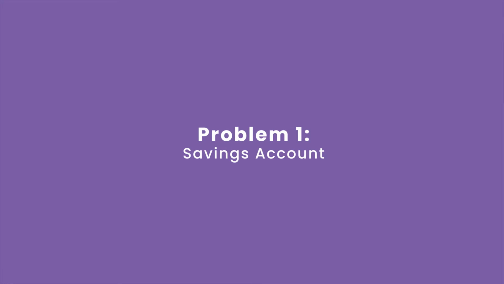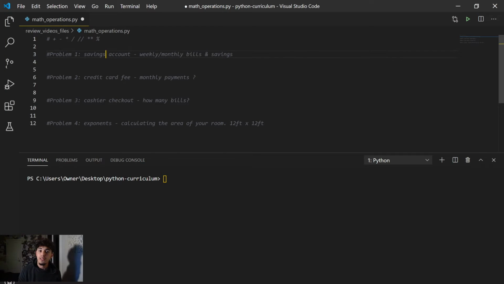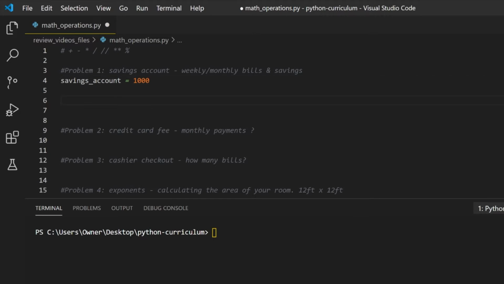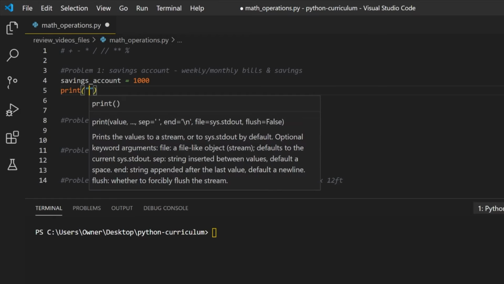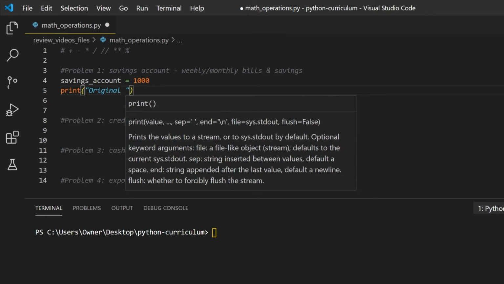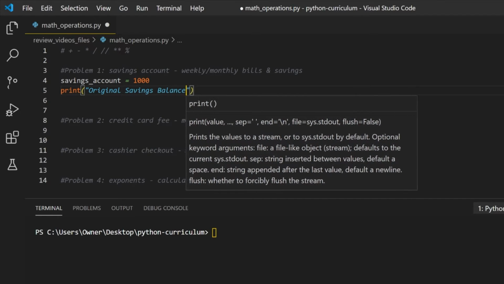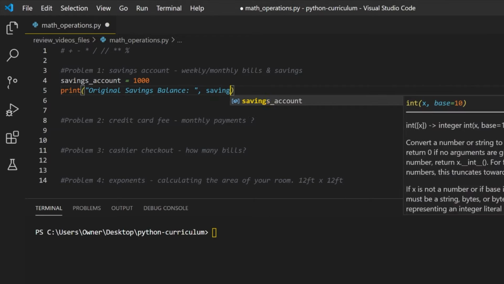So let's go ahead and get into the first problem. We're going to be creating a savings account. We're going to have a bunch of weekly bills, monthly bills, and monthly savings, and we're just going to build a program. So first thing we want to do is create a savings account, and in that account, we're just going to initially have $1,000 in it, for example. And then we want to print that out, so we can print out something like original savings balance. And then we'll just print out savings account.